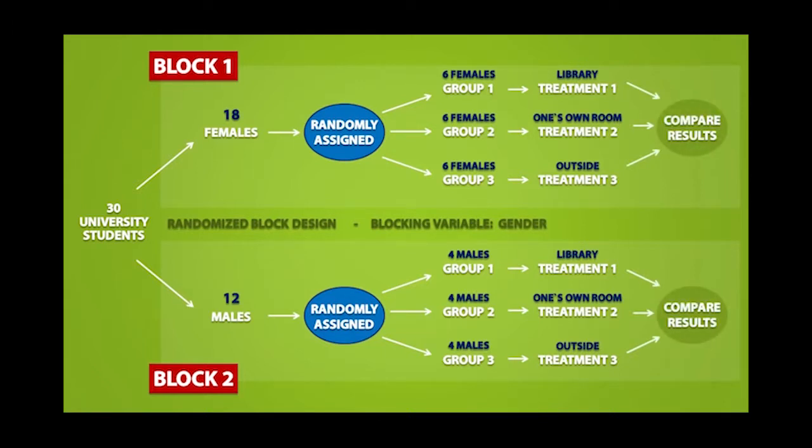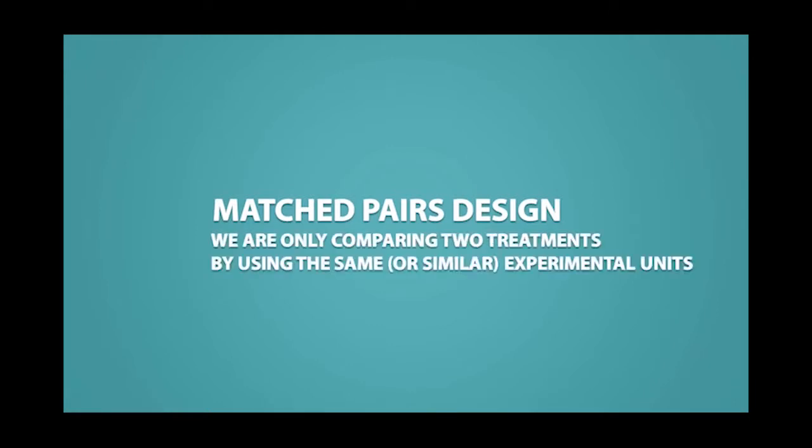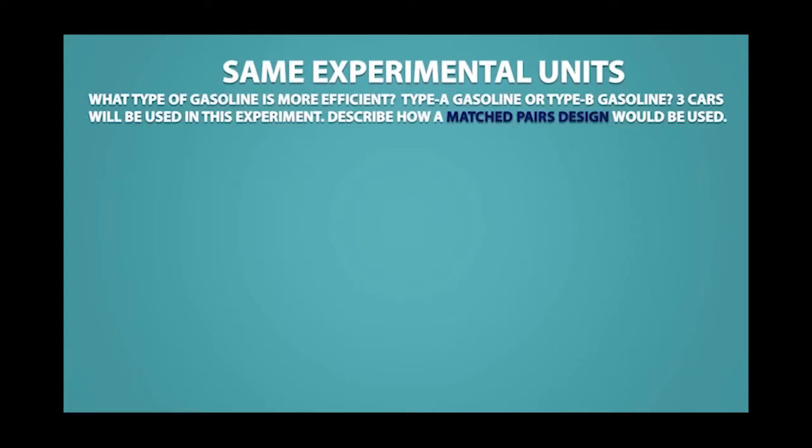The last type of experiment we'll talk about is the matched pairs design. In a matched pairs design, we are only comparing 2 treatments by using the same or similar experimental units. If we are using the same experimental units, we could have an example like this. What type of gasoline is more efficient? Type A gasoline or Type B gasoline? 3 cars will be used in this experiment. Describe how a matched pairs design would be used.